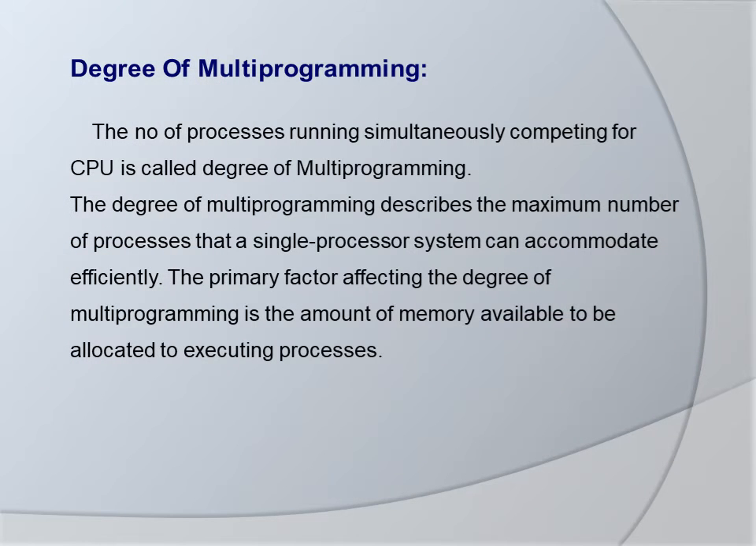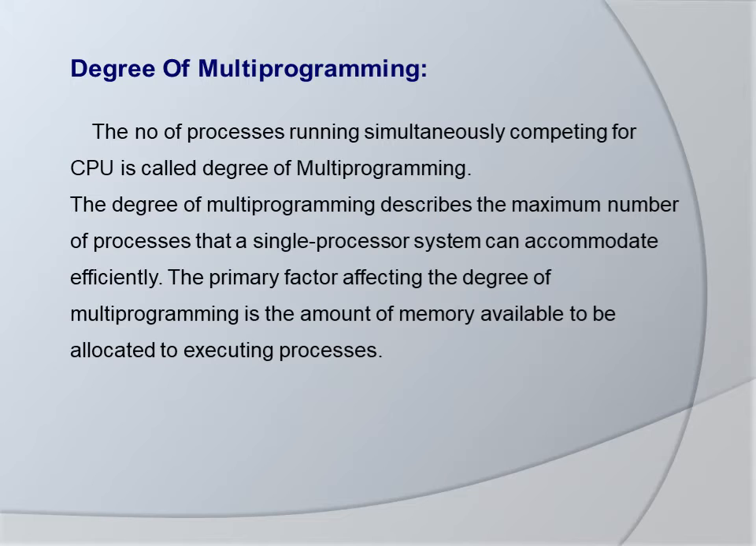Now we'll see the degree of multiprogramming. The number of processes running simultaneously competing for the CPU is called the degree of multiprogramming. As we have seen, multiprogramming means a number of programs are running, and for each and every program, processes are created. So if there are a number of jobs, then that number of processes are created, and those processes are waiting or competing for the time or concentration of the CPU. This is called the degree of multiprogramming.